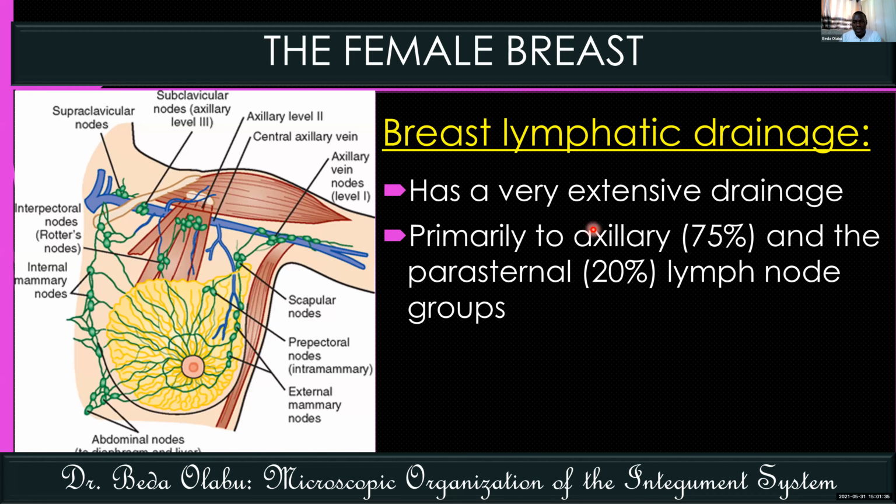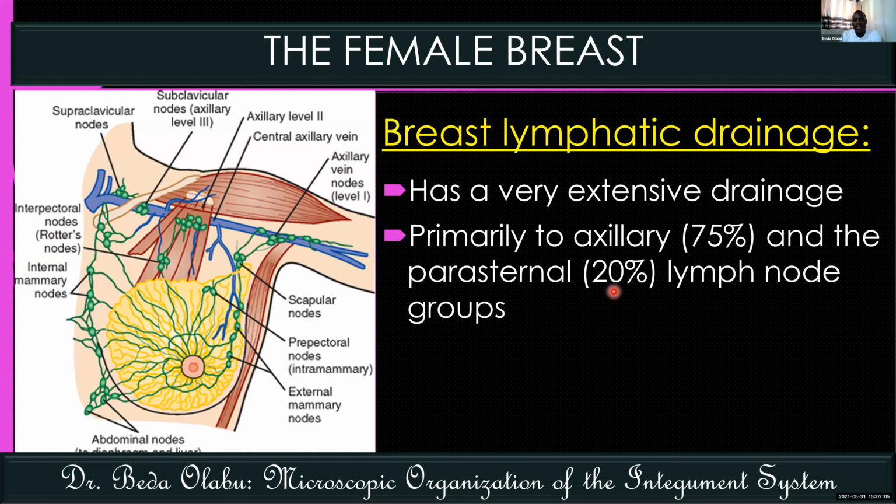The lymph nodes which are within the axilla are the ones we call the axillary lymph nodes. They drain about 75% of breast lymphatics. So they're found within the axilla, within the armpit. Then the lymph nodes which are on either side of the sternum, the parasternal lymph nodes, you can call them internal mammary nodes. The internal mammary nodes drain about 20% of breast lymphatics.